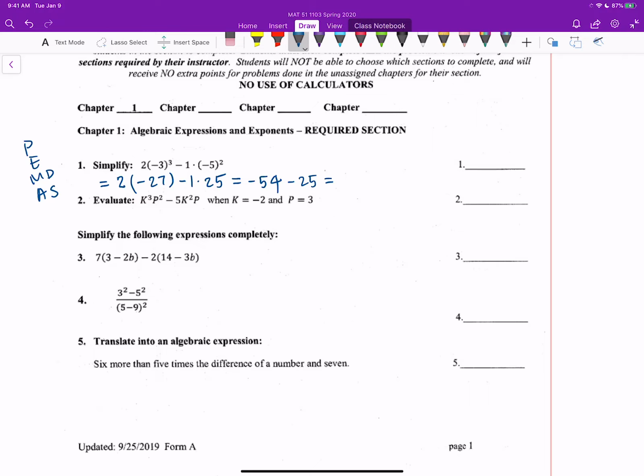You could think about money, right? You owe someone $54 and then you owe someone $25. In total, you owe that someone $79. So the answer will be negative 79.